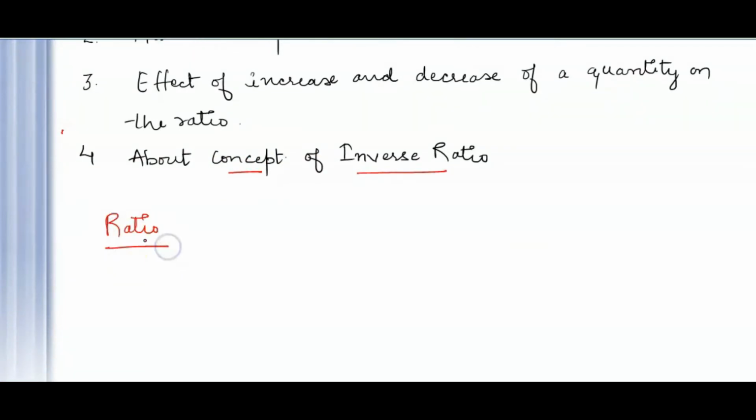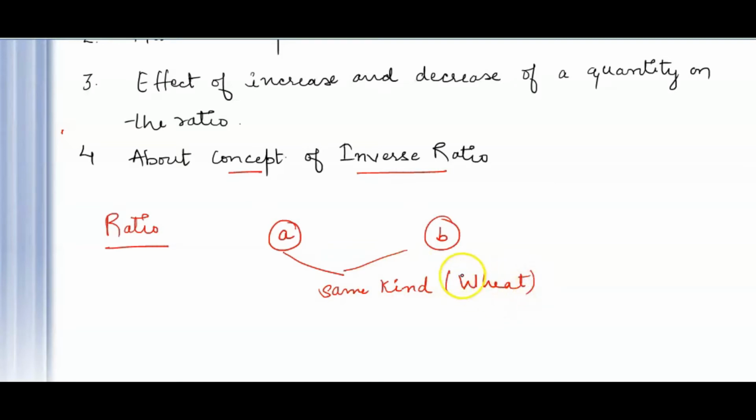First of all we need to understand what a ratio is. You have quantity A and quantity B. Both of these quantities are of the same kind, like suppose it is wheat, and they also have the same unit. Like if we purchase quantity A and quantity B, they have the same unit, suppose kg. When we buy wheat, its unit is kg. So both quantities have the same units.